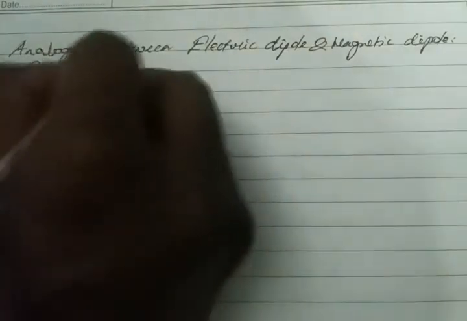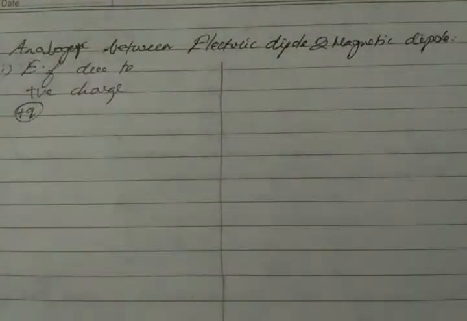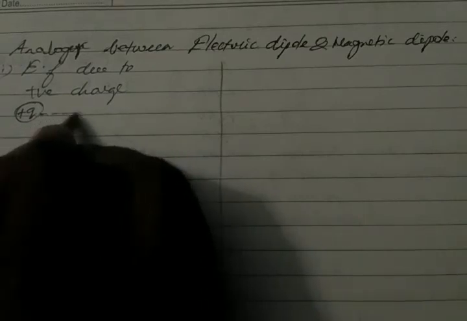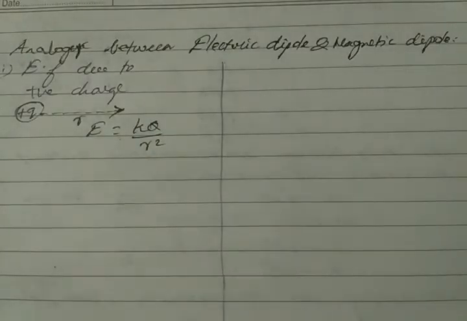Electric field due to a positive charge. Here we have a positive charge, which produces an electric field, and consider a point where we have to calculate the electric field. What is the formula for the electric field at this point? E equal to KQ by R square. Can you remember this formula? We studied it once upon a time, right?